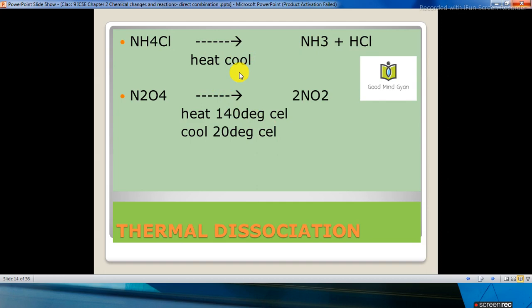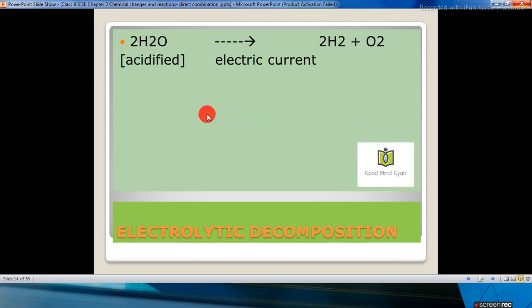Whereas when you take N2O4, that is dinitrogen tetroxide, and heat it at 140 degrees Celsius, you get nitrogen dioxide. When you cool it at 20 degrees Celsius, you will again get back N2O4, that is dinitrogen tetroxide. So thermal dissociation, unlike thermal decomposition, is a reversible reaction. You will see that a reversible reaction is taking place.